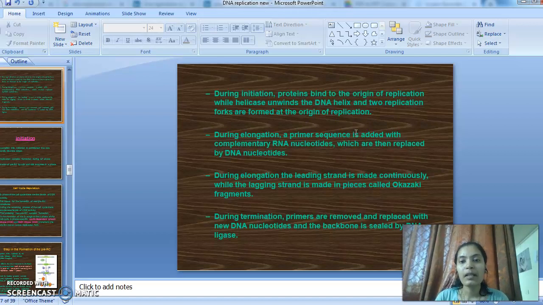When the replication fork is formed, one strand is 3' to 5' and the other is 5' to 3'. A primer is added on both the strands, which will lead to the addition of new nucleotide bases which are complementary, like if you have A in one strand, on the other you will have the complementary base. And elongation: during elongation, the leading strand is made continuously, while the lagging strand, as we discussed earlier, is made in pieces called Okazaki fragments.